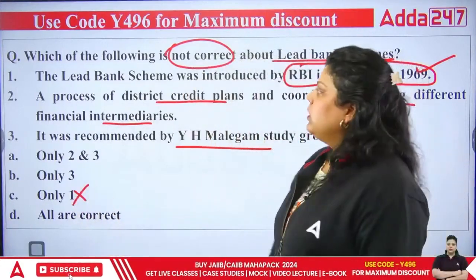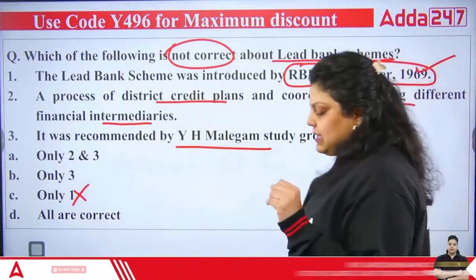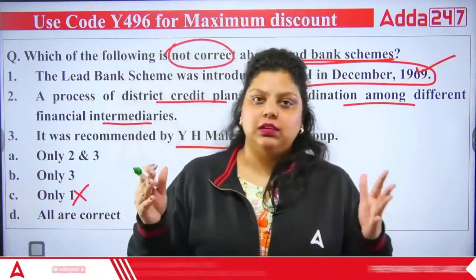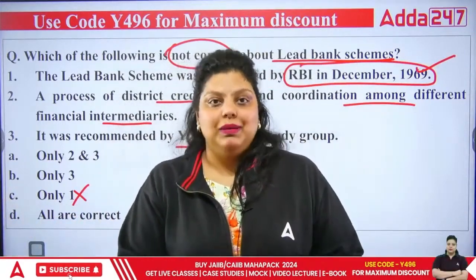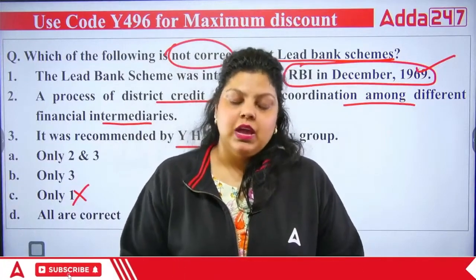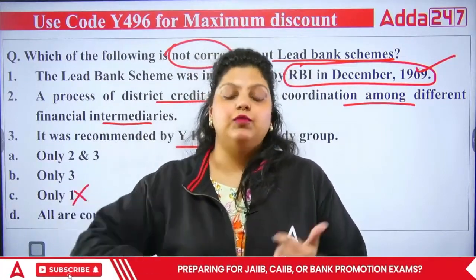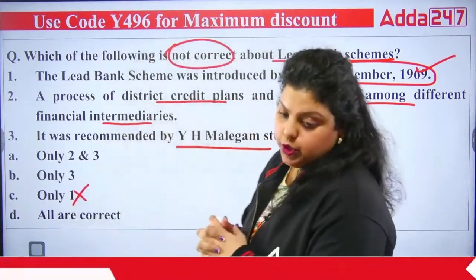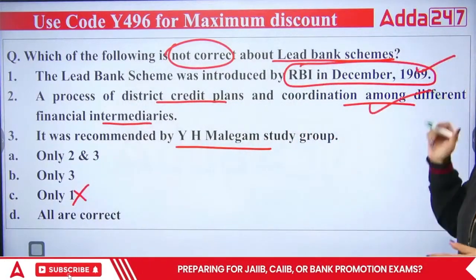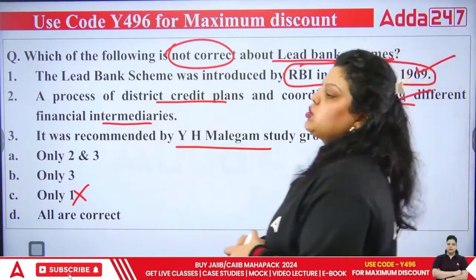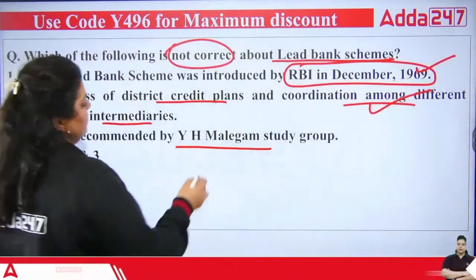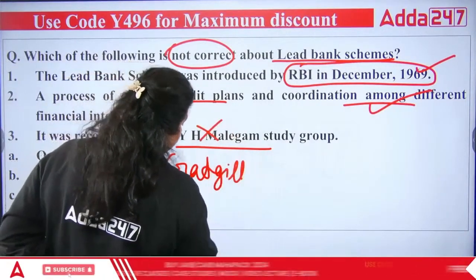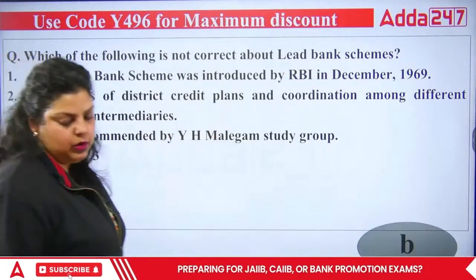Okay. Now, the lead bank scheme was introduced by RBI in 1969 for the purpose of financial inclusion. RBI was making a particular bank, either a public sector or private sector bank, the lead bank of a district. And in that particular district, they have to do the branch planning and the credit planning. That was the objective of introducing the lead banks. It means the second statement is also true. But the recommendation of the lead bank scheme being given by YH Malegam is not true. The right study group was the Gadgil study group. The Gadgil study group was the incorrect statement about the lead bank scheme.